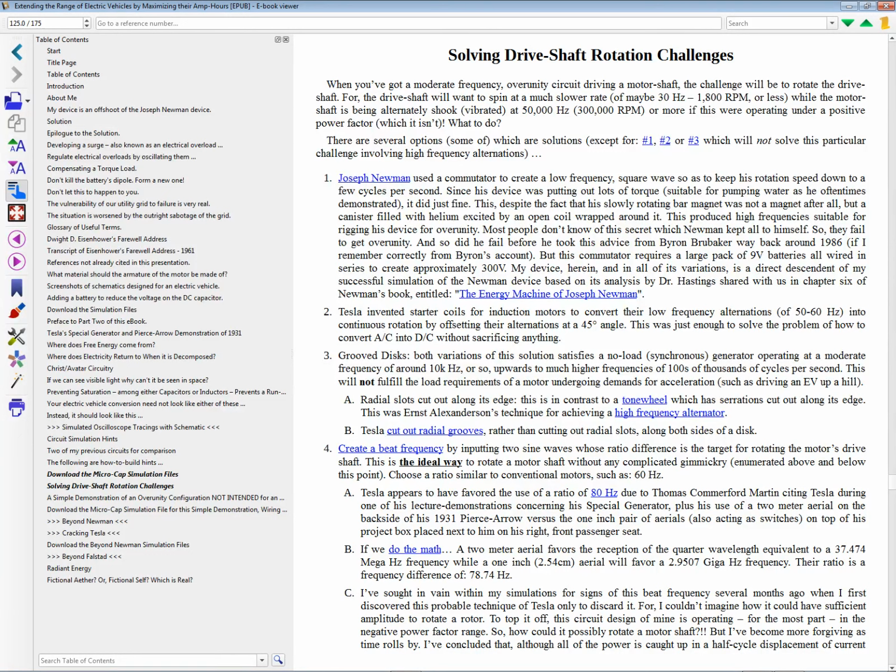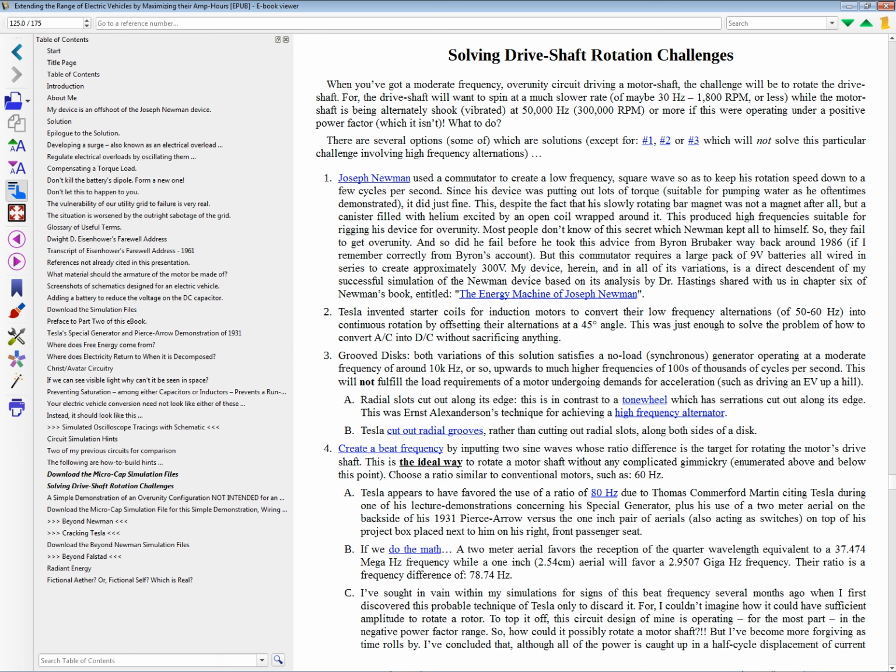So let me just read you the top paragraph. When you've got a moderate frequency over unity circuit driving a motor shaft, the challenge will be to rotate the drive shaft. The drive shaft will want to spin at a much slower rate of maybe 30 hertz, 1800 RPM or less, while the motor shaft is being alternately shook or vibrated at 50,000 hertz or higher, equivalent to 300,000 RPM, if this were operating under a positive power factor, which it isn't.